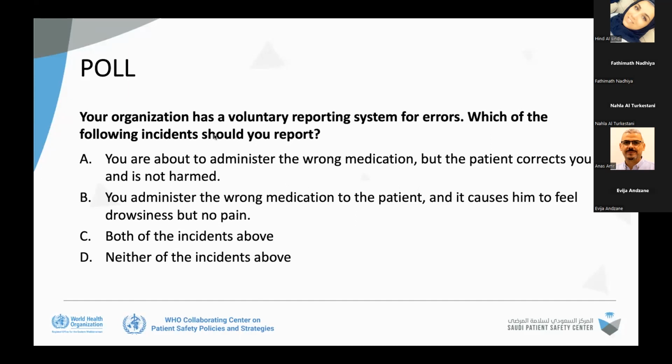So we should report both events, or only the one that harmed the patient, or only the one that did not harm the patient. I'll give you a couple of minutes to read all the options and choose the best answer. So when it comes to reporting, should we report all cases, or only the ones that did not cause harm, or only the ones that did cause harm, or none of the above? So what do you think? The rest of our attendees, what do you think?